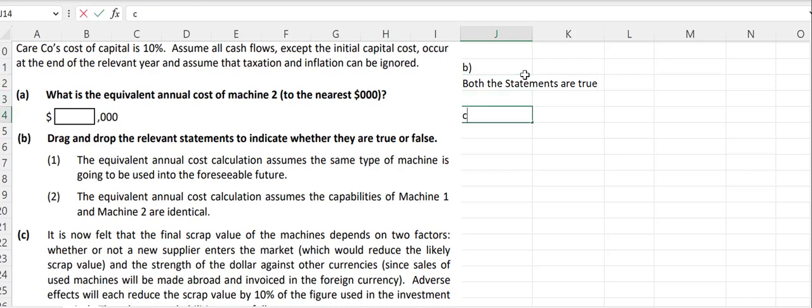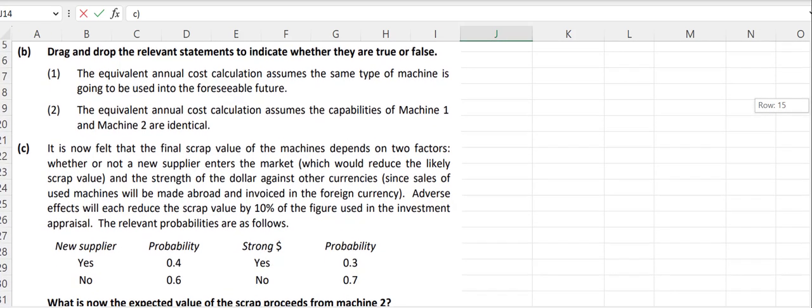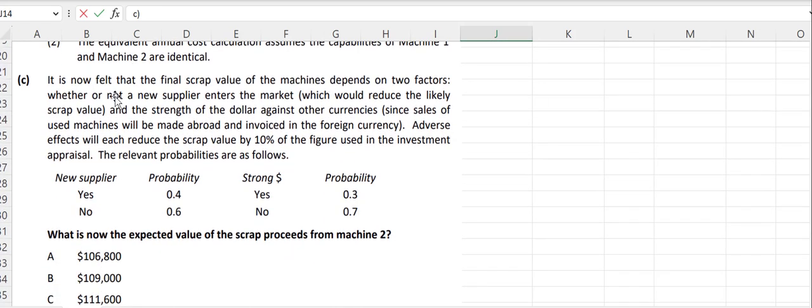So then we have got part C. It is now felt that the final scrap value of the machines depends on two factors: whether or not a new supplier enters the market, which would reduce the likely scrap value. So if the new supplier enters the market, your scrap value will be reduced, because there will be someone else also providing the same type of machine. So obviously when you get competition, the prices go down. And the strength of the dollar against other currencies, since the sales of used machines will be made abroad and invoiced in the foreign currency.